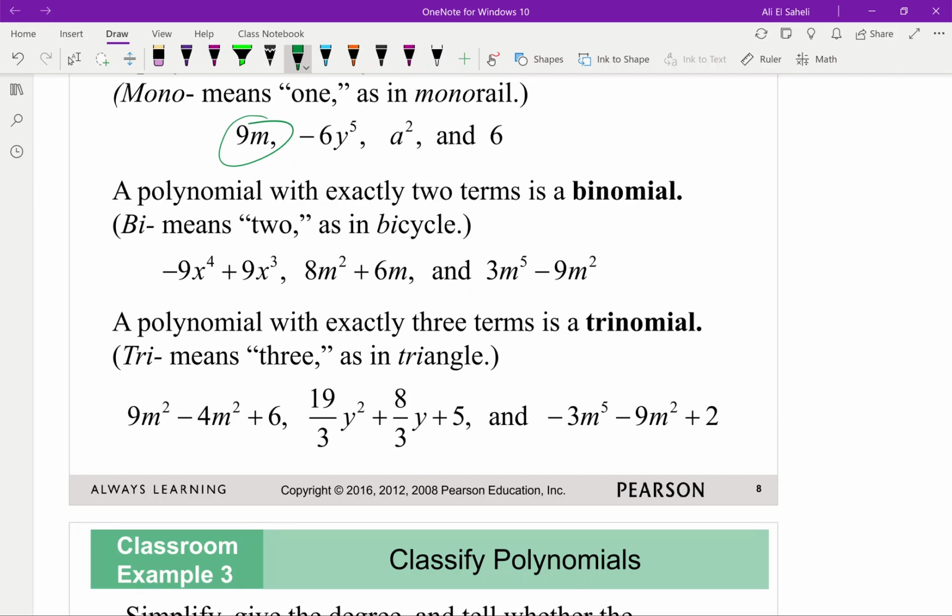This is of degree 1, monomial. Monomial of degree 5. If a is considered in this case a variable, it's a monomial of degree 2. If a is considered a constant, most likely here they mean it's a constant. So this is a monomial of degree 0 because this is a constant. We think of it as a squared times x to the power 0. This is a monomial. 6 is a monomial of degree 0.